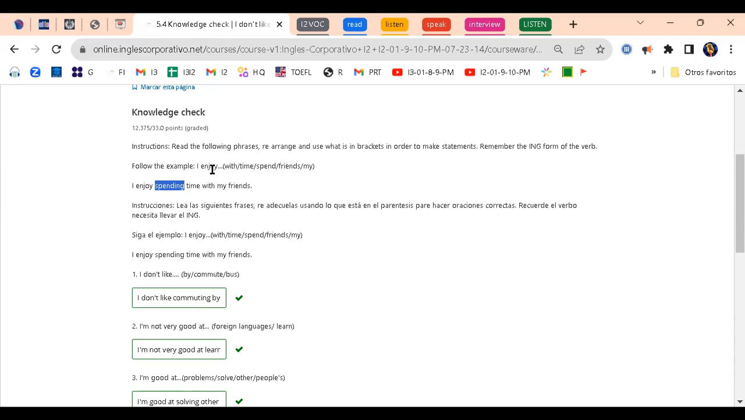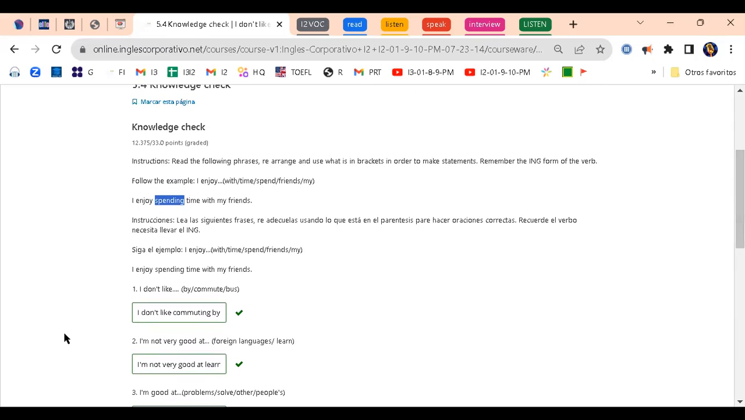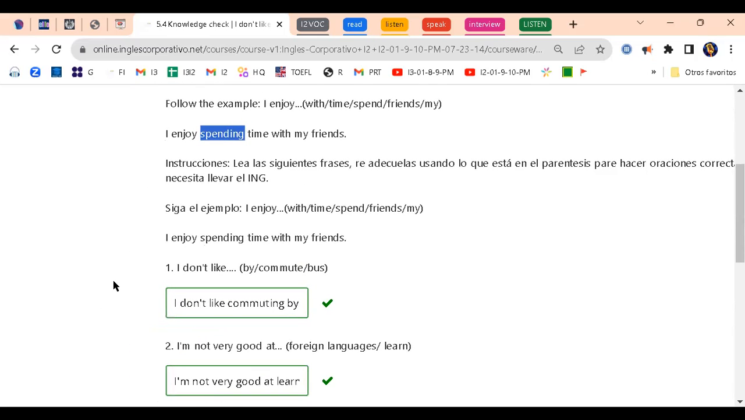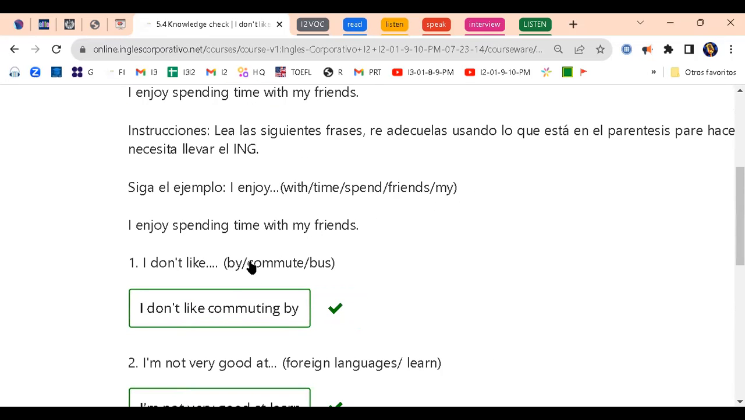Entonces, lo que nos está pidiendo acá es que después de ciertos verbos nosotros pongamos el gerundio, pero acá solo nos da la forma base. I enjoy spending time with my friends. Y lo demás lo ordenamos. Ok, vaya, por ejemplo, en esto. I don't like commuting by bus. I don't like commuting by bus.